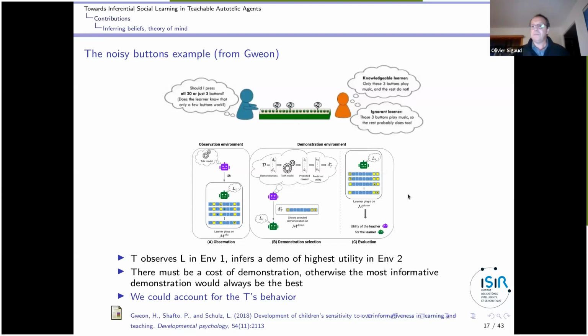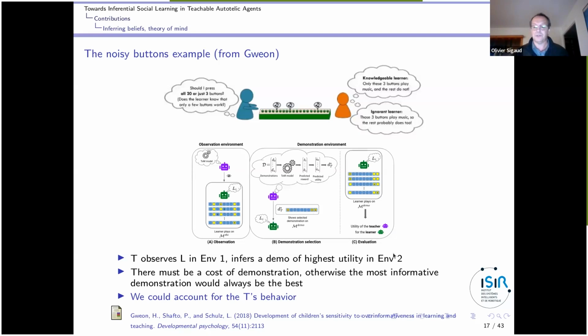So we managed to make a model of that using the same framework as before, but I won't give the details this time because I want to shorten my talk a little bit. We reproduced this idea. We had one demonstration environment where the teacher is just observing the learner so as to determine what kind of learner it is observing. Then it builds a model of the learner and its beliefs. So there are different learners with different beliefs about the buttons, and the teacher will select the demonstration with the highest utility for the learner, so that the learner will learn as efficiently as possible what should change in its policy so as to use the toy as efficiently as possible. Okay. And we could account for the teacher's behavior.